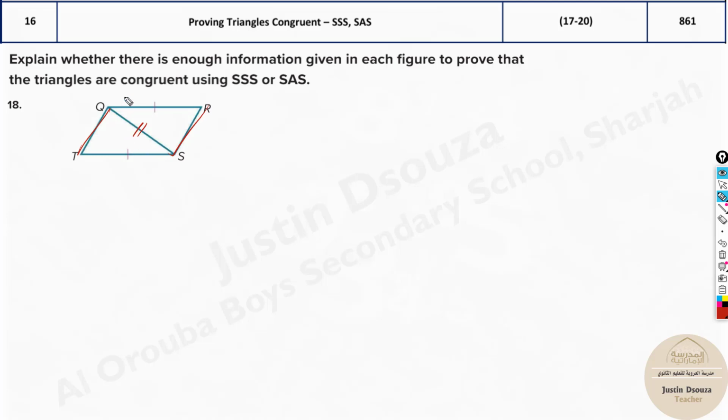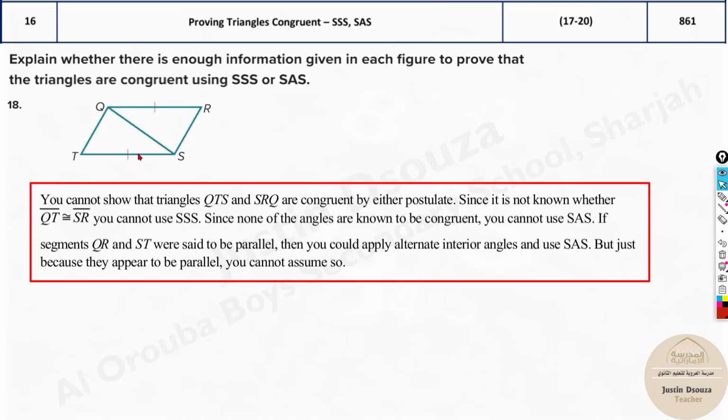Or any angle? We do not have enough information. We have just two sides that are equal. So it might be congruent, but we currently do not have any information that proves its congruency. So you cannot show that triangles QTS and SRQ are congruent by either postulate, since it's not known whether QT and RS are congruent. So you cannot use SSS, and since none of the angles are known to be congruent, you just can't tell. There's no information given, so we cannot tell anything.